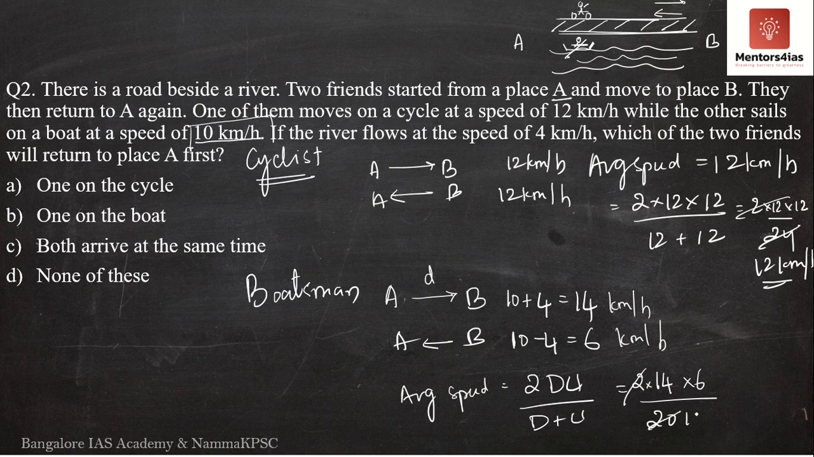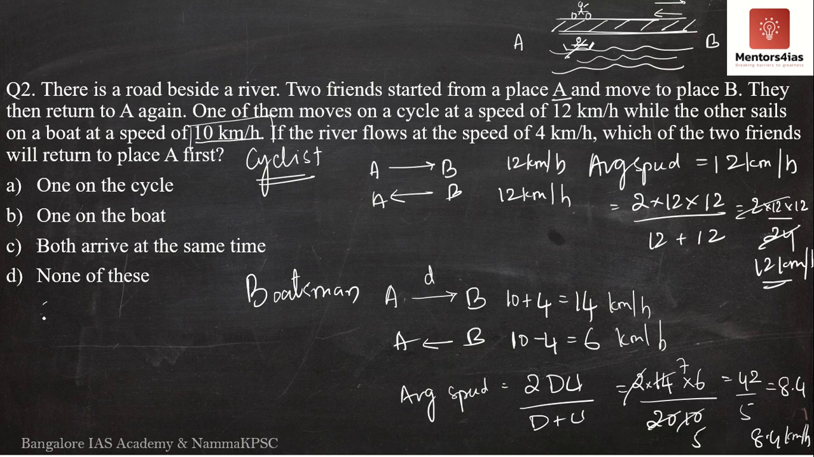So 2 cancels, you have 10 here, again 2, we have 5, and we have 7. 7 6 are 42 divided by 5. So 5 8 are 40, then you have 2 remaining, so you have 20, 5 4 are 20. Therefore, the average speed of the boatsman is 8.4 kilometers per hour.